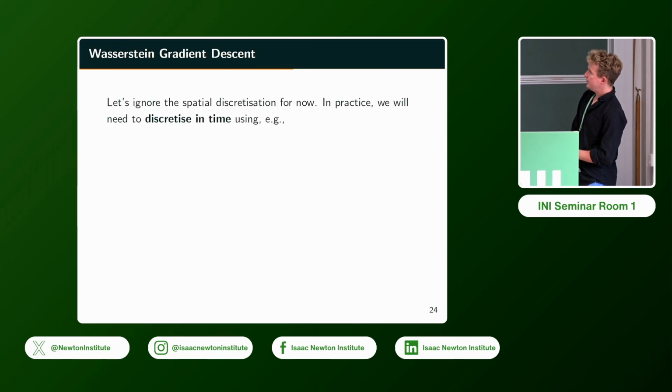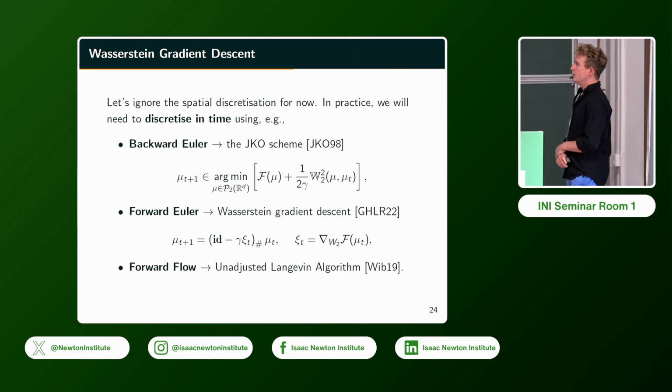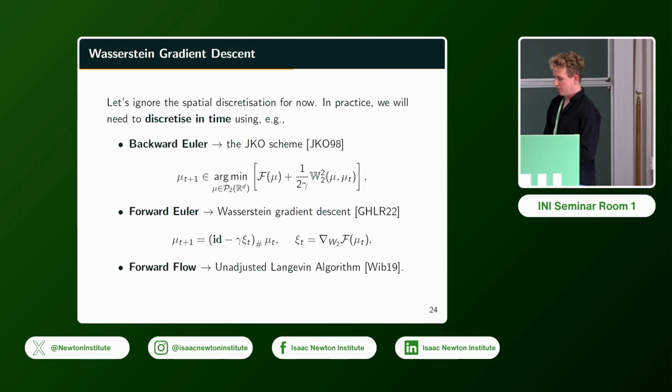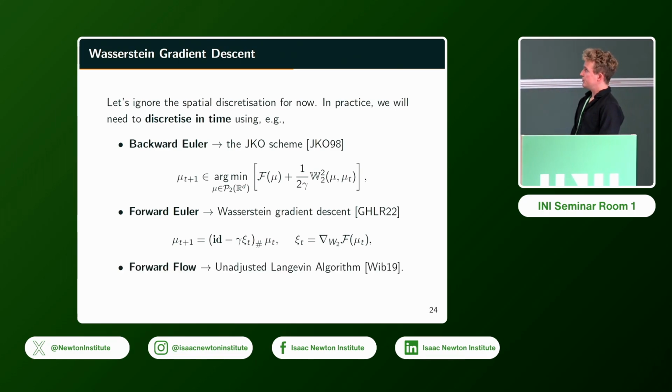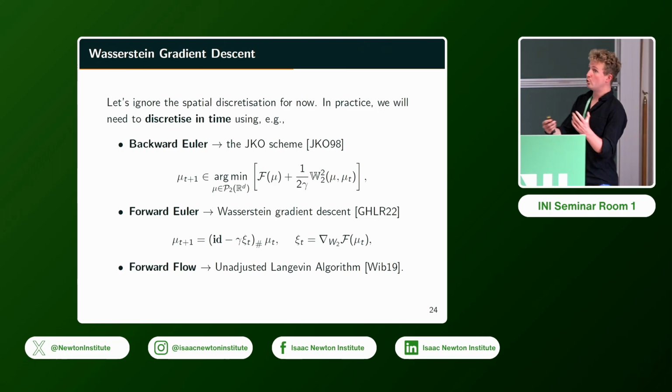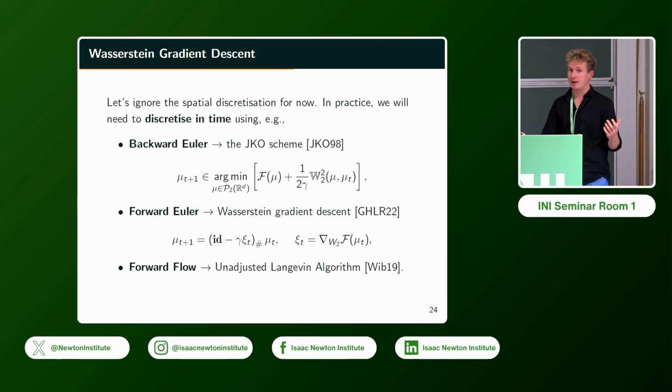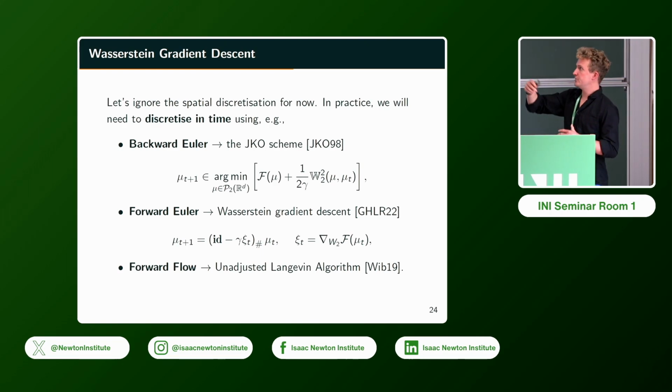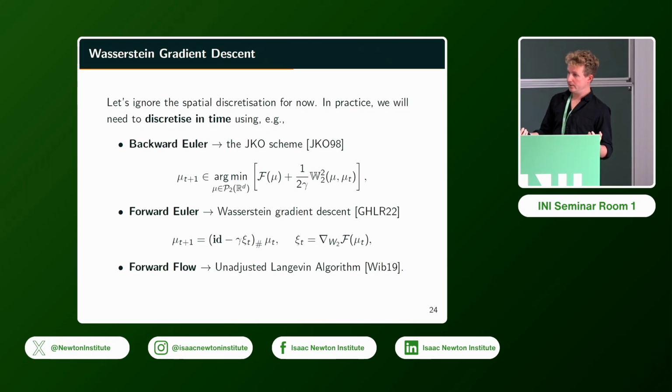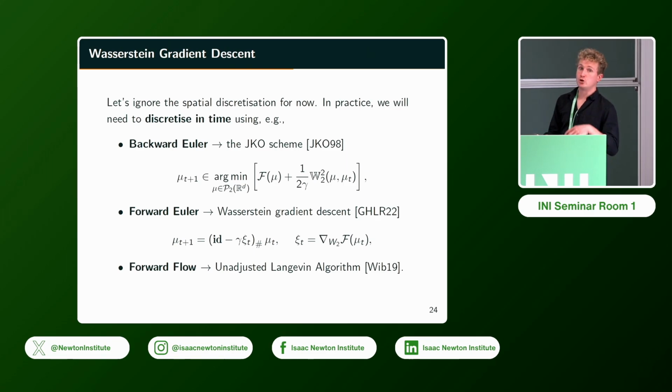Okay, so getting back to our main focus here, of course this is all very nice and well and good, but for computational reasons, again, we're going to have to discretize in time. And essentially there are analogs of everything we saw in the Euclidean setting. So you can use a backward Euler discretization that leads to what's known as the JKO scheme. You can use a forward Euler, and that leads to something which would be referred to as Wasserstein gradient descent.